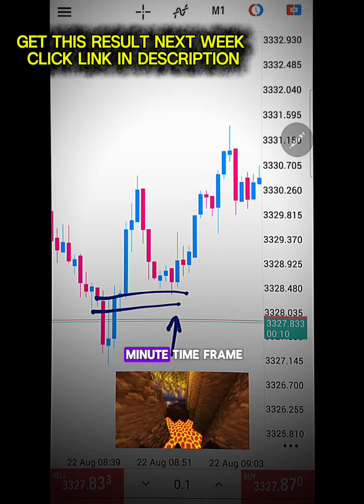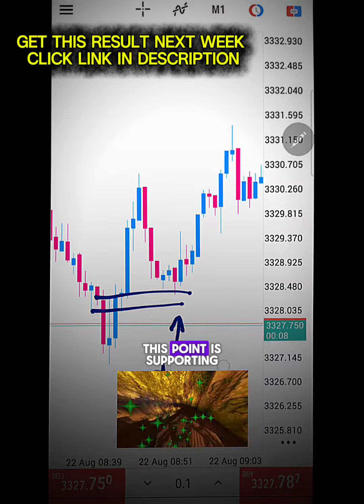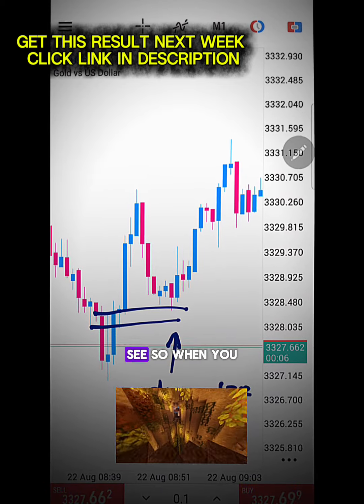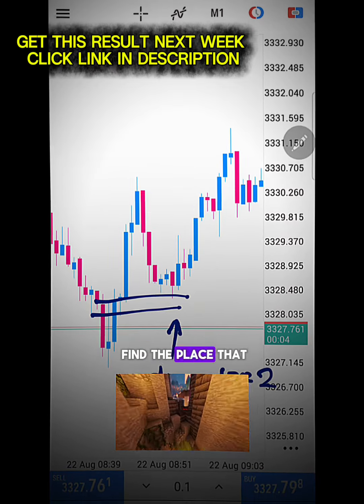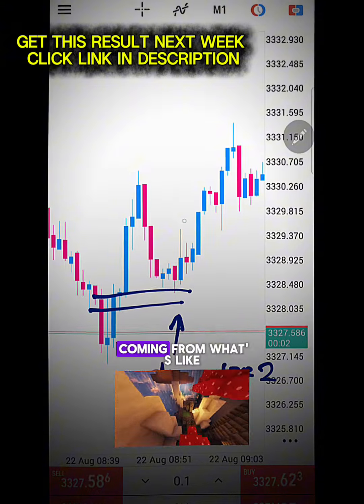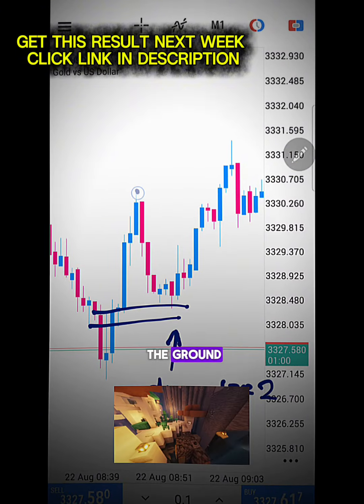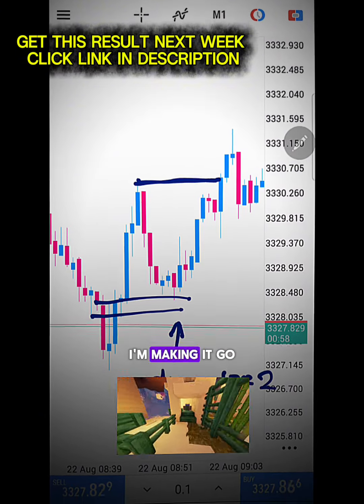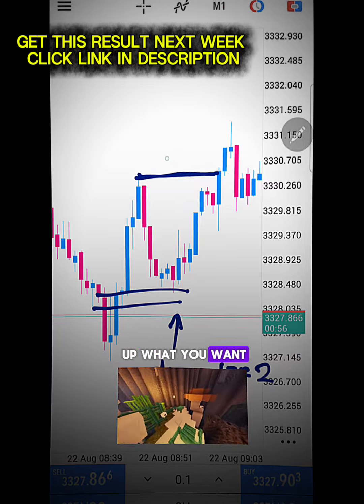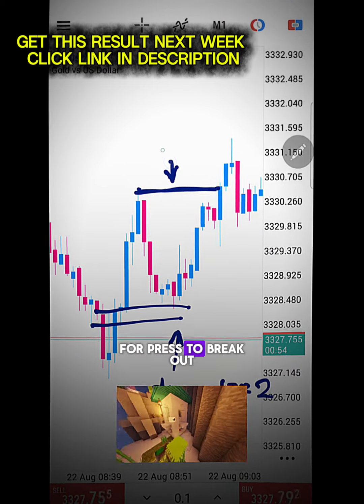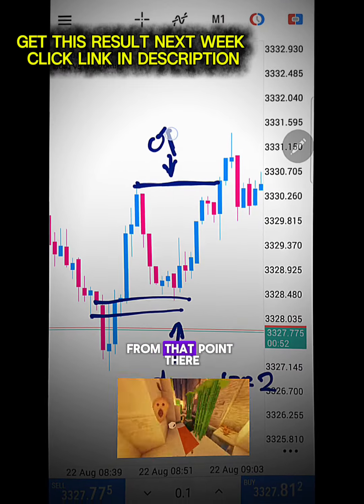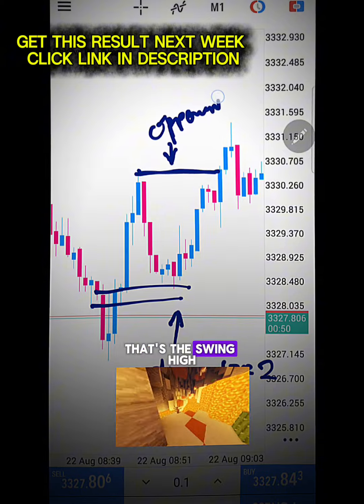Basically, on the 1 minute time frame, you can see that this point is supporting price here. When you find the place that is supporting price, where the volume is coming from, like the ground, something that's holding price and making it go up, you want to wait for price to break out from that point. And if you look at that point there, that's the swing high.